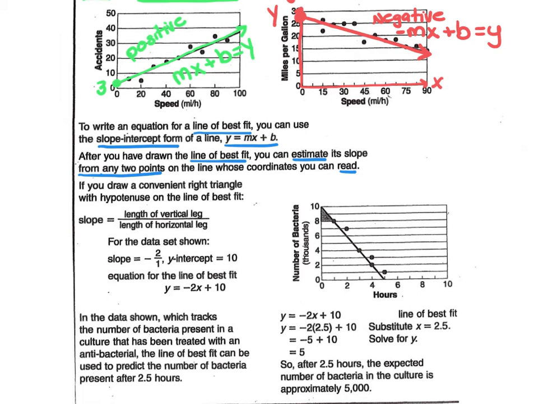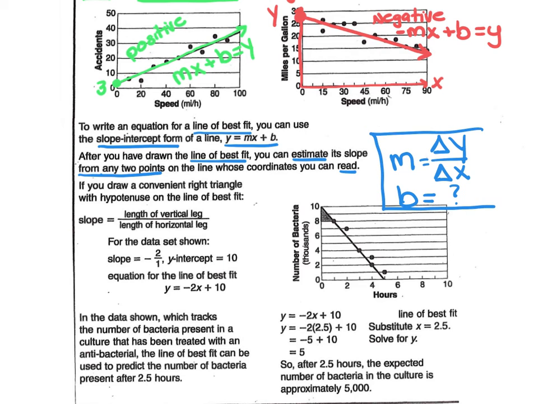And from there, you can calculate the slope, your delta y over your delta x, and you can also figure out what your y-intercept is. Once you have those 2 pieces, you can write an equation for the data. mx plus b equals y.